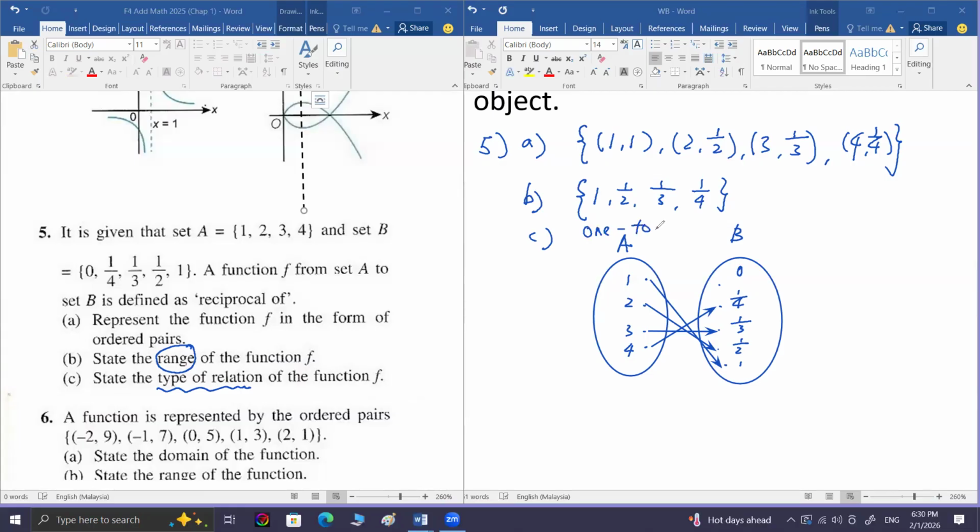Don't forget to write the hyphen, 1-to-1 relation. If you know how to get it directly, you don't need to sketch this arrow diagram. Okay, got it? Now number 6. Can all of you follow?